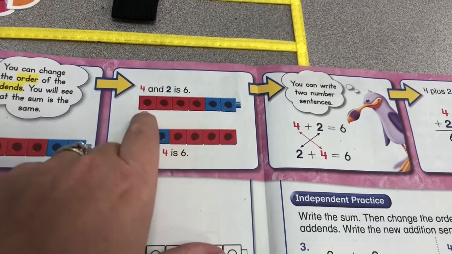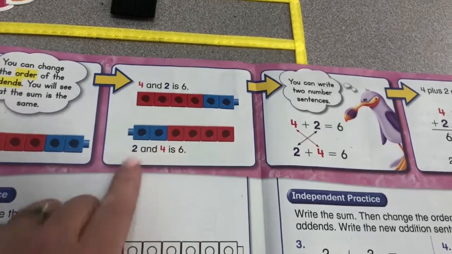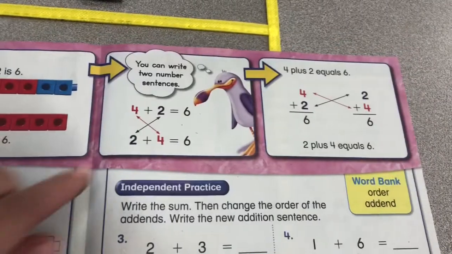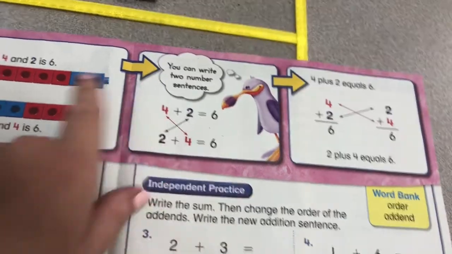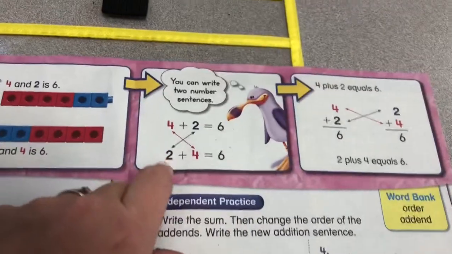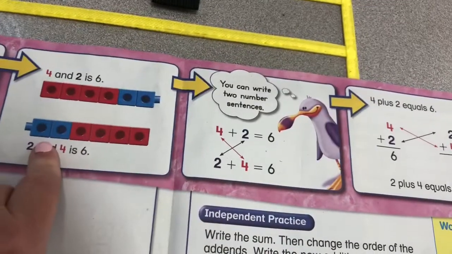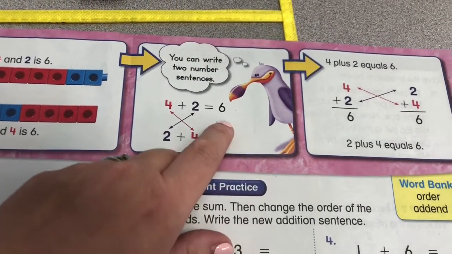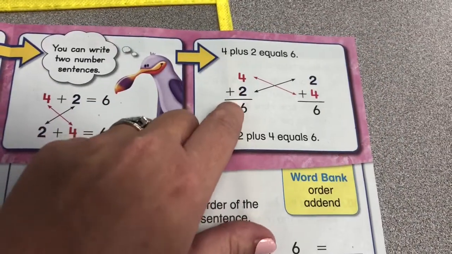So these are our add-ins. Add-ins are just another name for parts. So our add-ins are 2 and 4. 4 plus 2 equals 6, shows this. And 2 plus 4 equals 6, shows this. Notice the sum, or the whole number, is still the same. You just flip them.